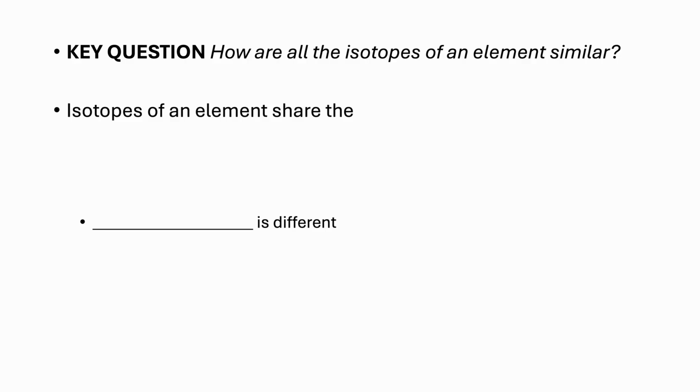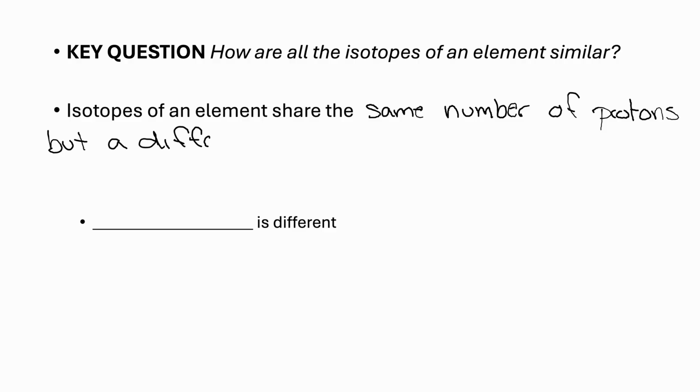So when we're looking at our next key question, how are all the isotopes of an element similar? Isotopes of an element share the same number of protons. So remember, protons are what give us our atomic numbers. But the isotopes do have a different number of neutrons, which is why they are isotopes.